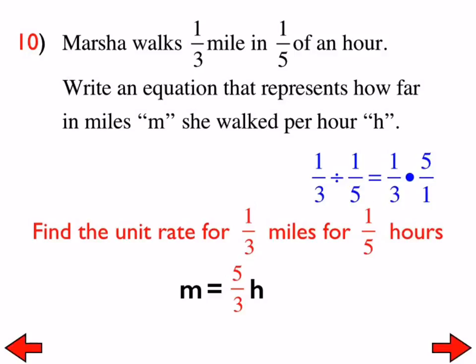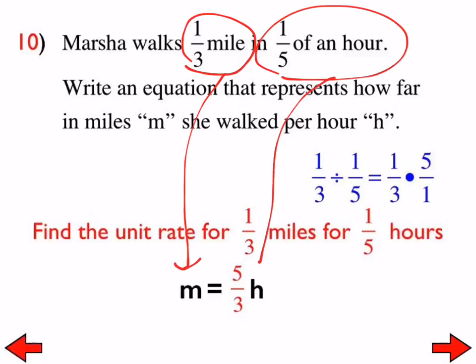And once again, if we substituted these values in, it better make a true statement, and it does. 1/3 is equal to 5/3 times 1/5. Okay? All right, we are finished for today.